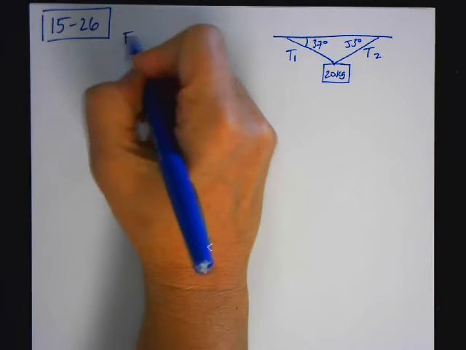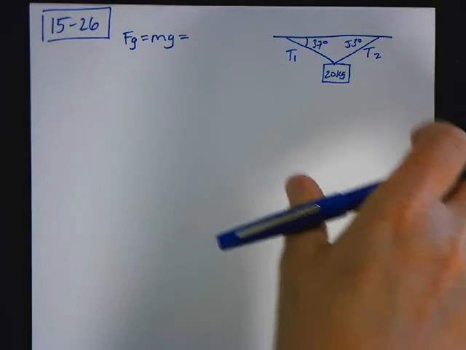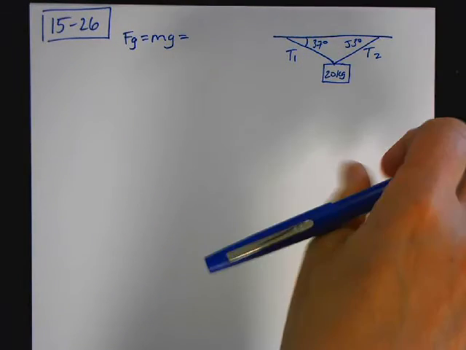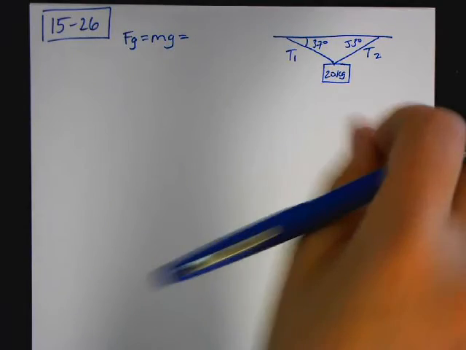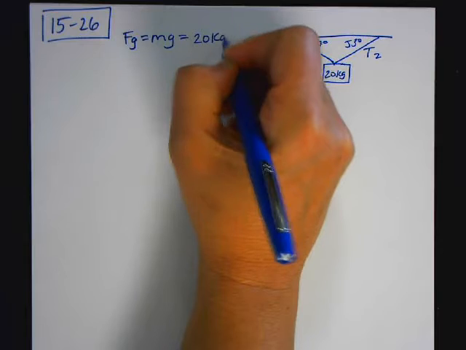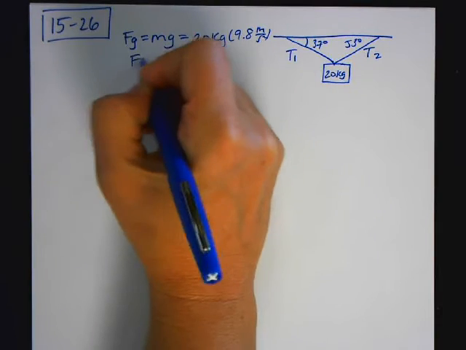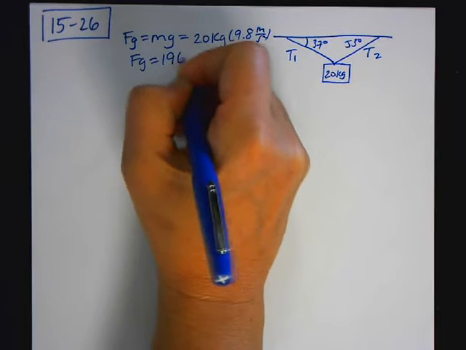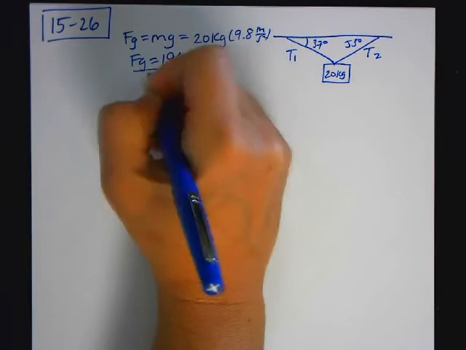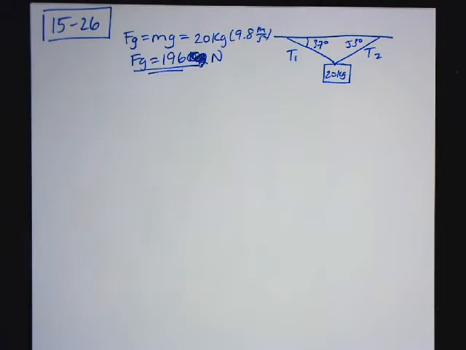So here I know the weight is mg because when we do our free body diagram, a free body diagram shows all the forces that are acting on an object. So this is going to be 20 kilograms times 9.8 meters per second squared. So here I know the weight is 196 Newtons.